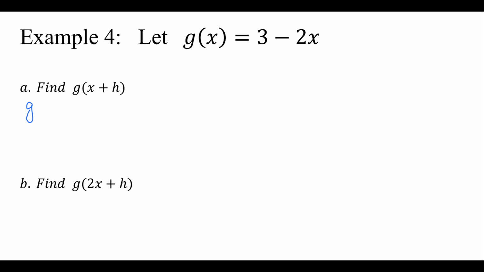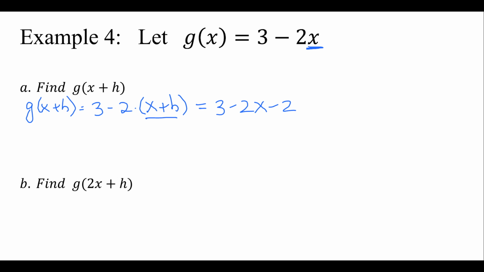So g of x plus h just means start off with g. g starts off with 3 minus 2 times. Now let's be careful. There used to be an x right here. Now I'm going to replace that x with x plus h. Be careful, you absolutely need the parentheses over there because the entire quantity x plus h gets doubled by this 2 in front of the parentheses. So let's clean it up a little. So we've got 3 minus 2x minus 2h just by distributing that negative 2, and it looks like that's as simplified as we can get it.